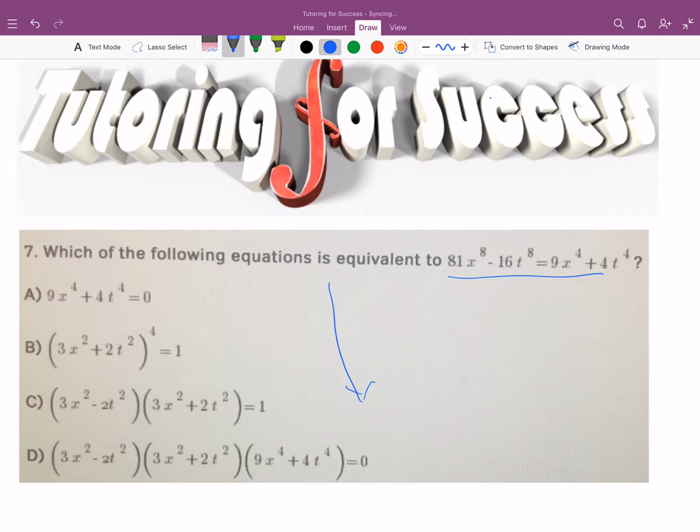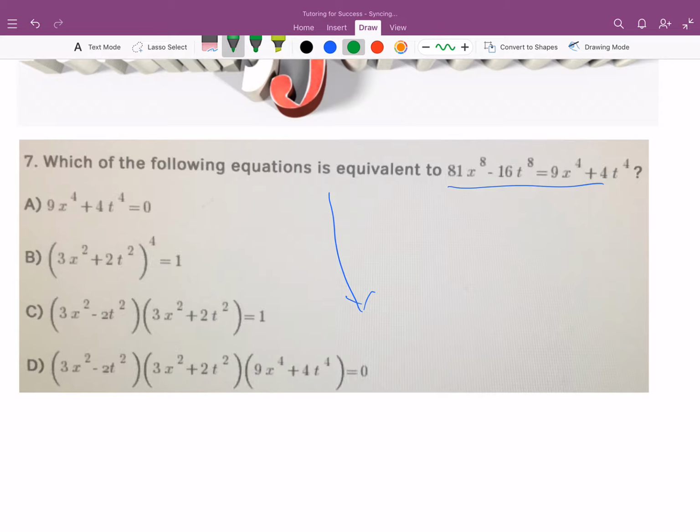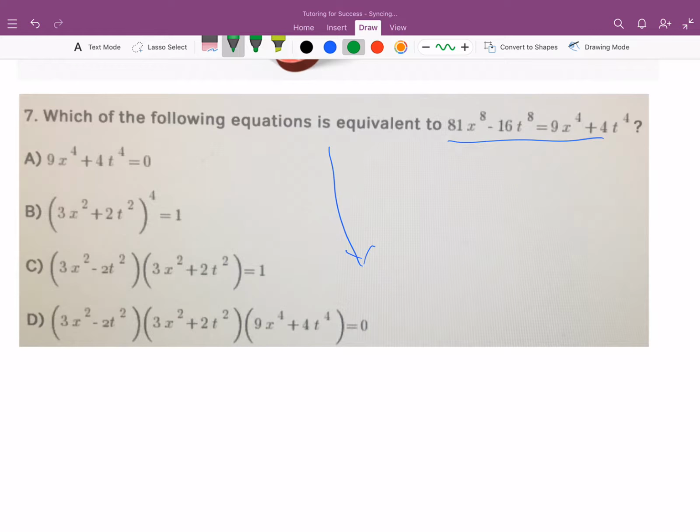If you look at the problem, it looks like an algebra problem and it looks like a lot of work needs to be done. Obviously it has a power 8, power 4, and then x and t, two variables. Not much material to throw you off. But you know what? It is easier than you think. Let's start. 81x to the power 8, 16t to the 8, 9x to the 4, 4t to the 4.